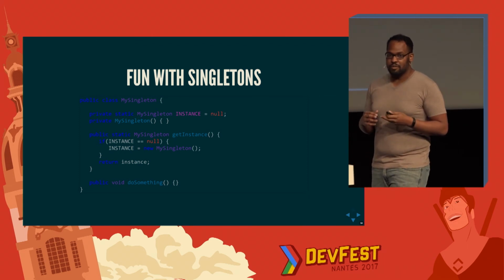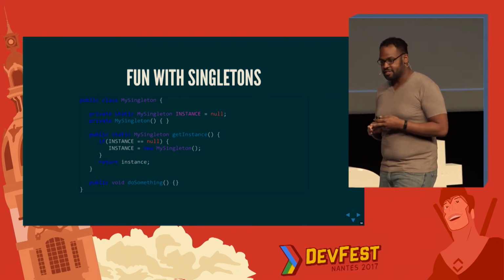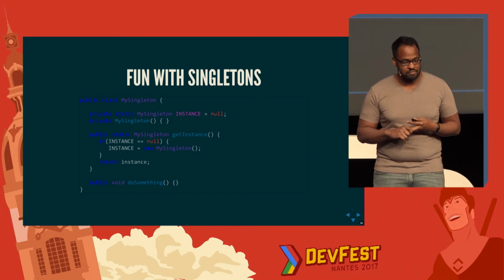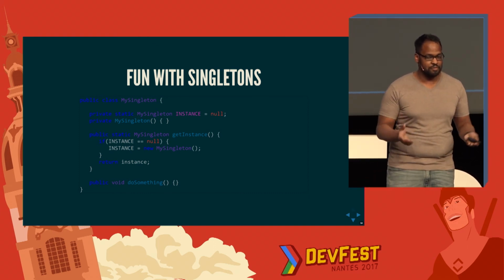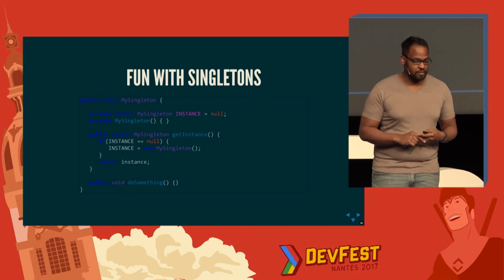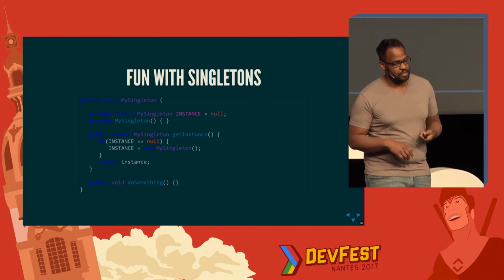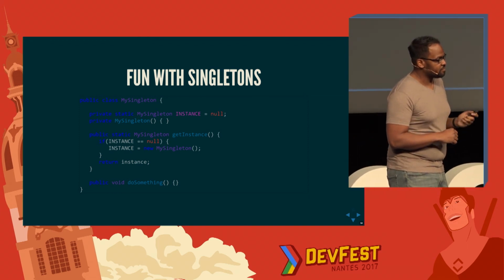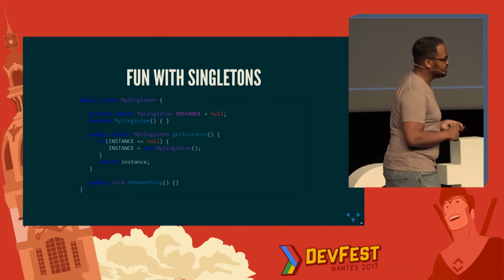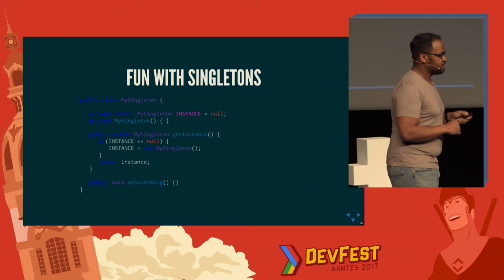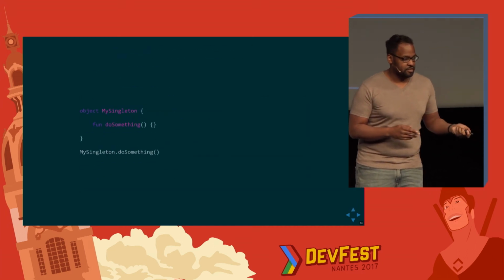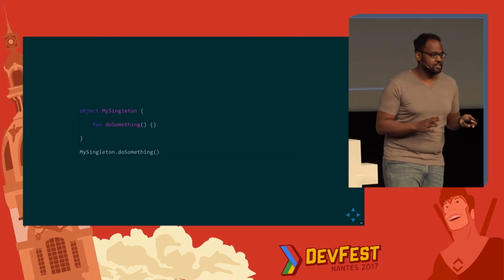Singletons. We've probably written a lot of these, and these are just a painful Gang of Four sort of pattern that we all have to deal with to make sure that there's only one of a thing. This was probably my favorite part of Kotlin, that instead of all of this stuff, I can write this. And it's the exact same thing.